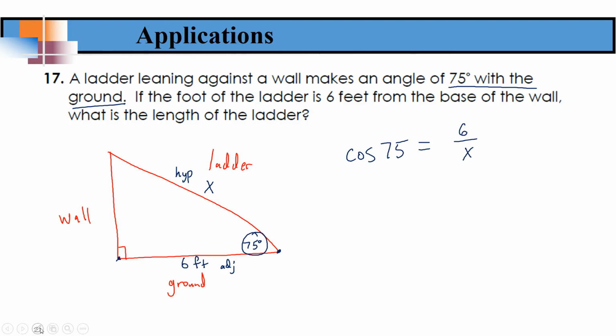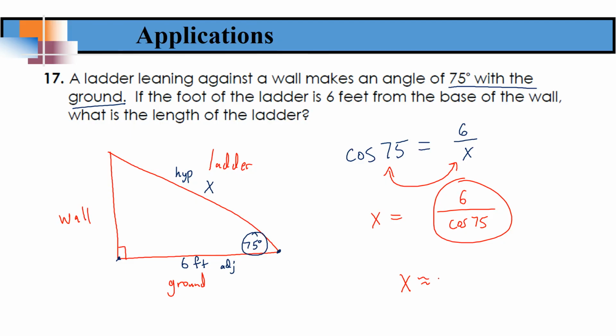Just like we've said before, if 6 divided by x gives us cosine of 75, then we can flip-flop these and say 6 divided by cosine of 75 equals x. 6 divided by cosine of 75. And this is what we want to type into our calculators. When you do that, and you round to the nearest tenth, you should find that your answer is 23.2, and our units, in this case, are feet.